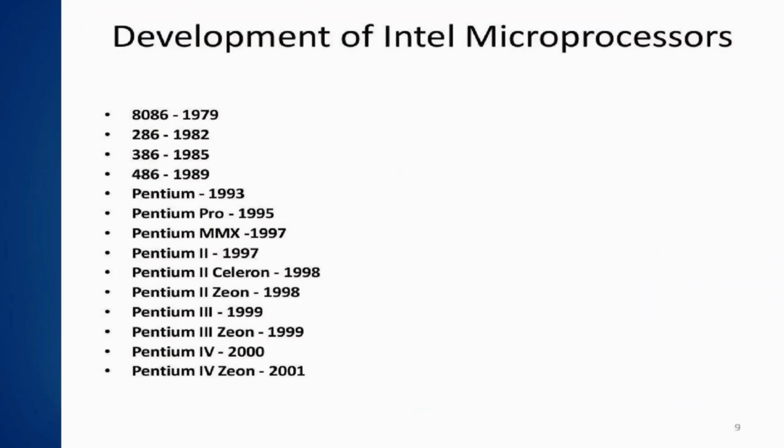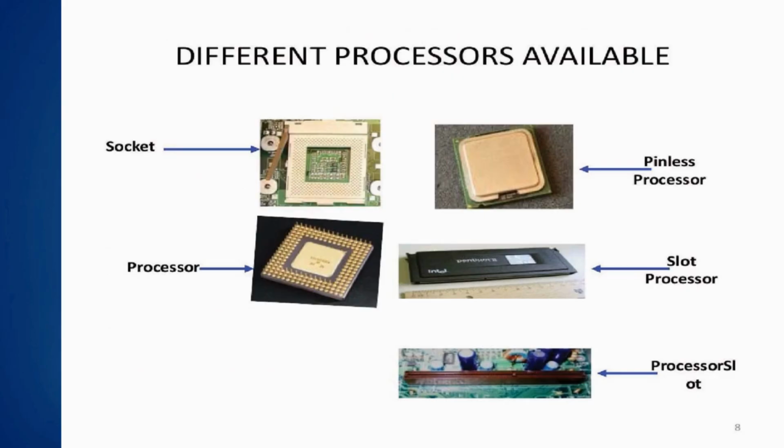Of the development of microprocessors, the family of Intel. Now we are at Intel Core i3, i5, i7, i9, and so on. Like this we can have a lot of implementations developed, and these are different processors available based on their socket, based on the structure of it.